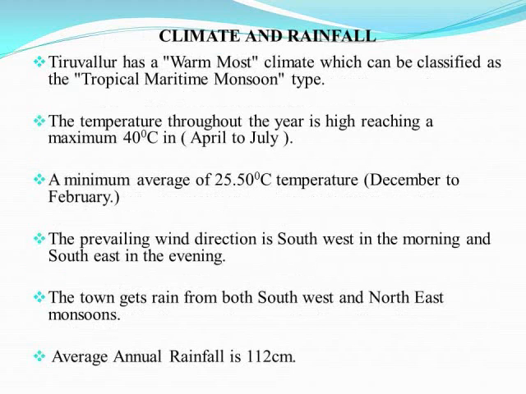Climate and the rainfall. Tiruvallur town has a tropical maritime monsoon type, and its temperature is 40°C in April to July and 25°C during December to February. The average annual rainfall is 112 centimeters.